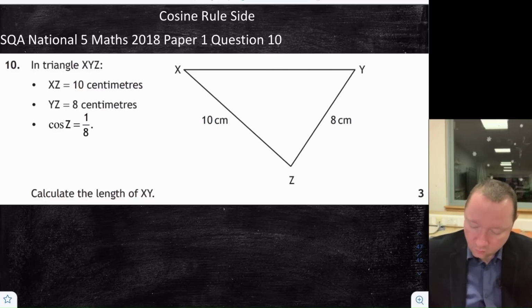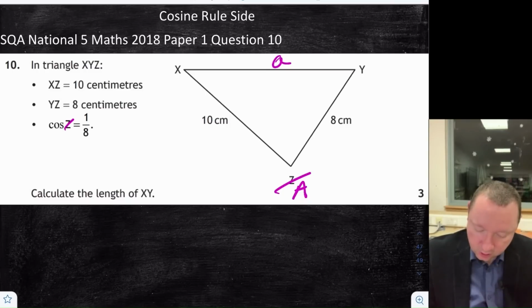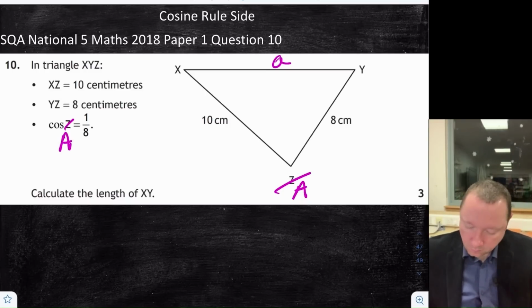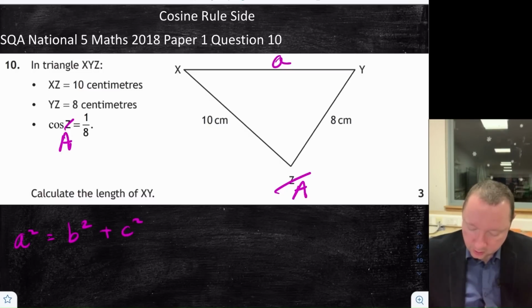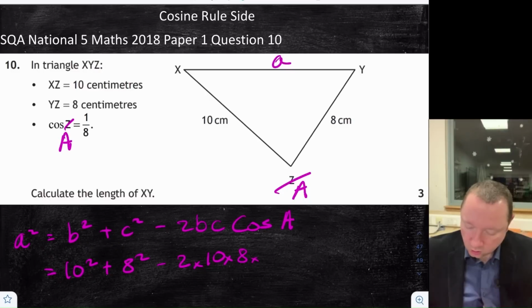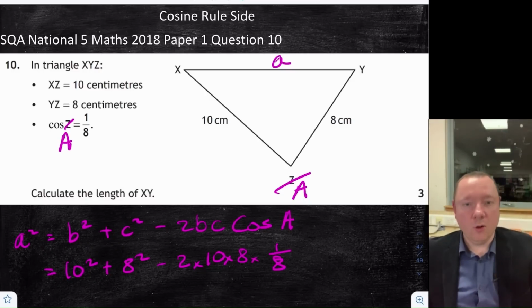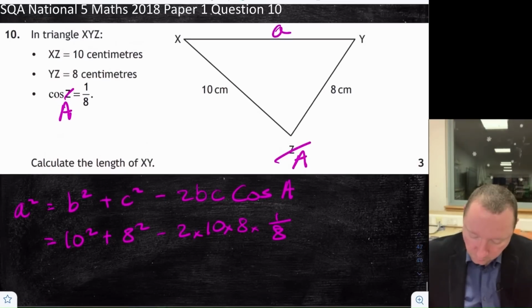So if I just call that my A, I can just change that to an A. Then we've got a squared equals b squared plus c squared minus 2bc cos A. Substituting in, that is 10 squared plus 8 squared minus 2 times 10 times 8 times, well, the cos of A is 1/8. Non-calculator, so you're just going to have to do some non-calculator work on this, I'm afraid.